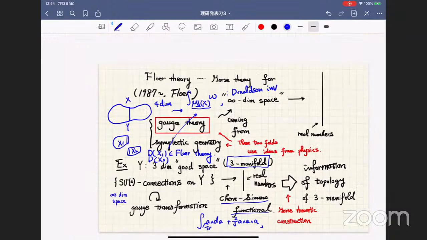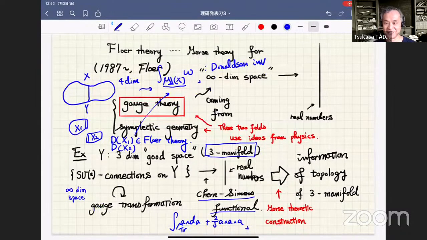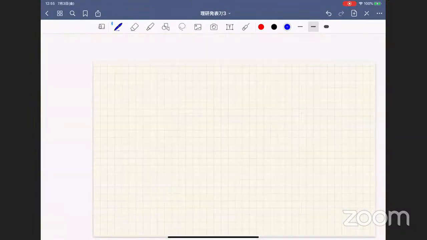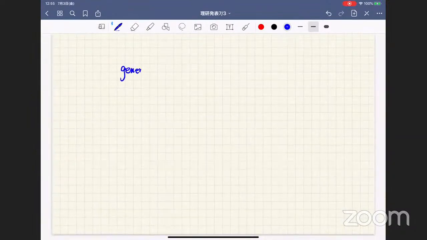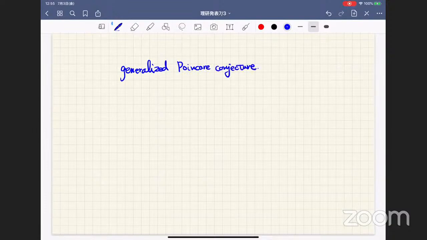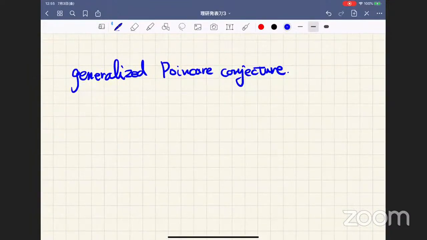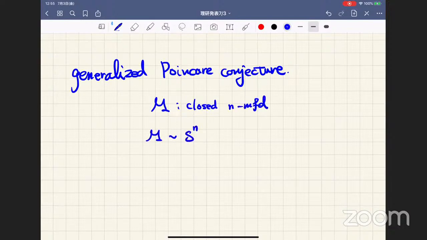For Floer theory, related, I think you may explain something about classical differential topology, like Kirby. Oh, I see. Yeah. For example, the generalized Poincare conjecture. This classifies a very special class of differential n-dimensional manifolds. Suppose M is a closed n-dimensional manifold. Then we can see that these are equivalent.